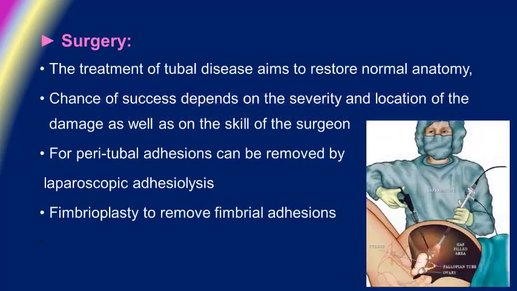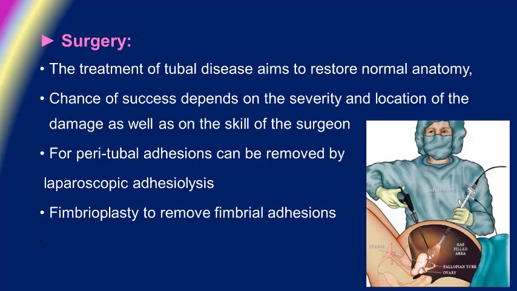We finished ovulation induction. We finished treatment of anovulation. Now the second cause of female infertility is the tubal factor. So what about the treatment of tubal disease? First of all, surgery. The treatment of tubal disease aims to restore normal anatomy of the tube. Chance of success depends on the severity of the damage and the location of the damage in the tube, as well as the skill of the surgeon.